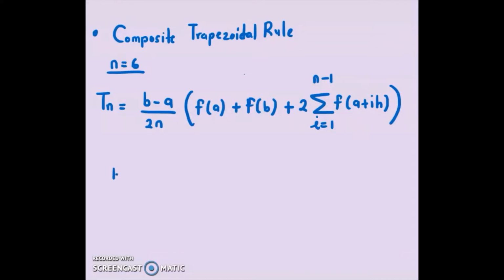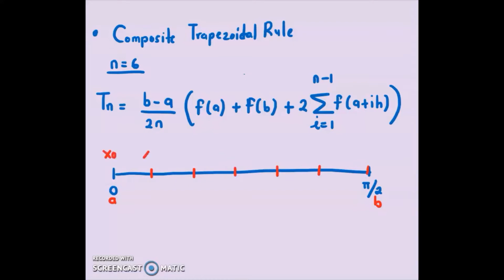Okay, so what I want to do is divide this interval first. So you have 0 and you have pi over 2. These are the given a and b. This is my a, this is my b. Now divide this into 6: 1, 2, 3, 4, 5, 6. So we have x0, x1, x2, x3, x4, x5, and x6.